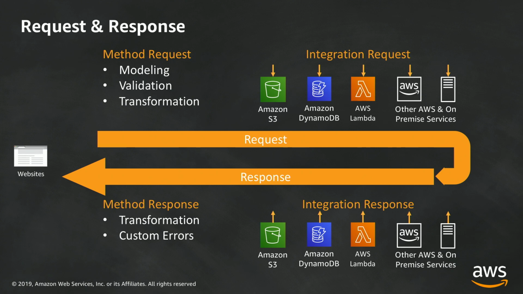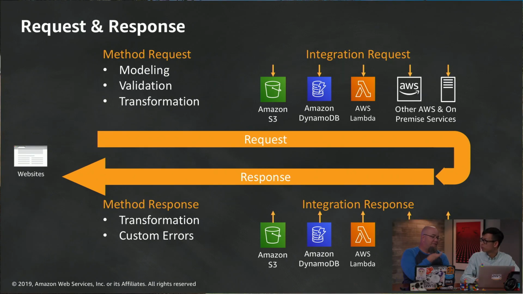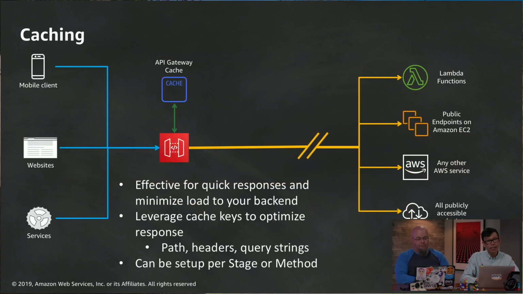So one of the other things, Alan, that we talk about in using API Gateway, or any time, is how can we make it faster? How can we make it more responsive? And one of the ways that API Gateway helps do that is through caching. Yeah, definitely. So I was going to have you, if you can, explain how caching works on API Gateway.